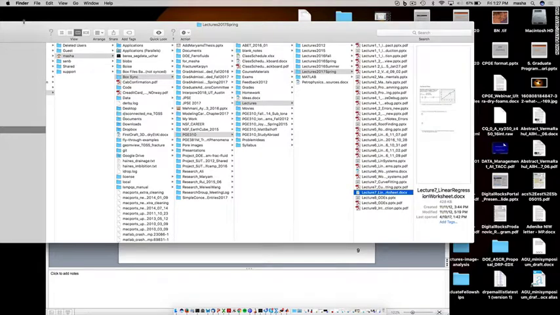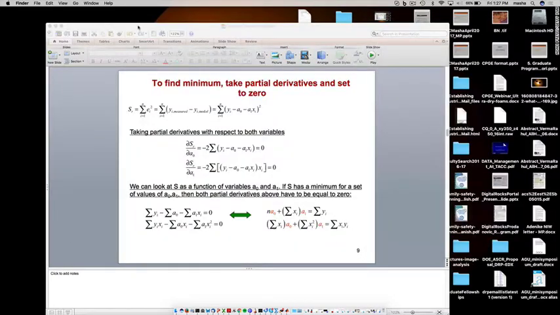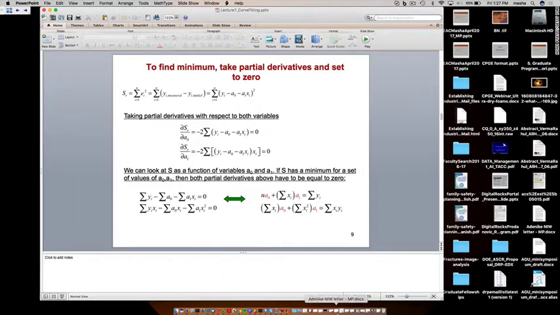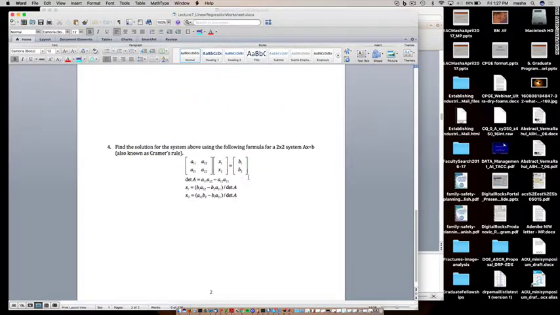So here in the worksheet for the 2 points, this is a ready-to-go formula for the solution of this system, so all you need to do is apply it to this one. This first equation I just derived right here. And the second one you would get from the partial derivative of SR with respect to A1.